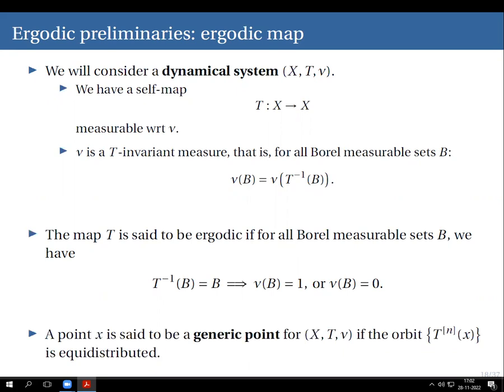And a point is said to be generic for this map, or for this dynamical system, if the orbit of the point is equidistributed in the previous definition.